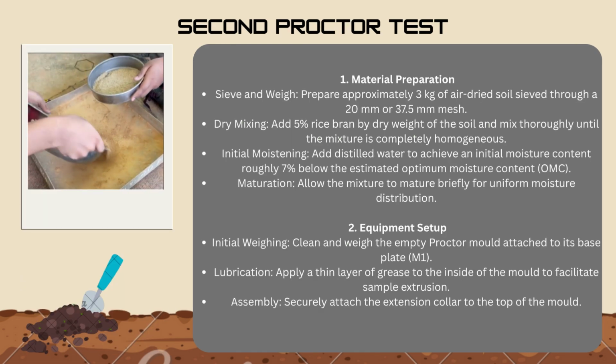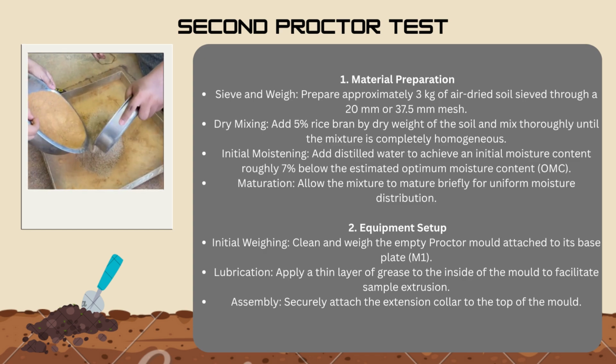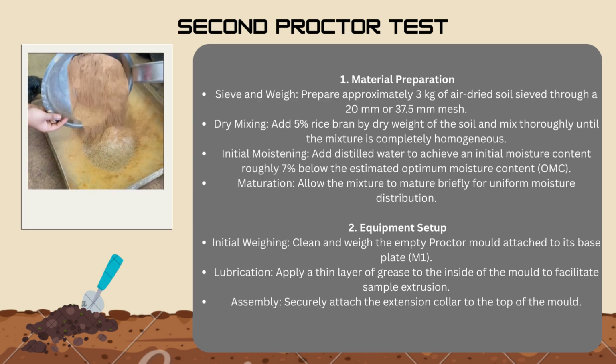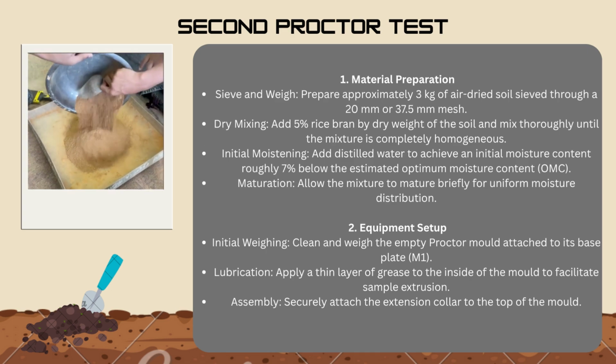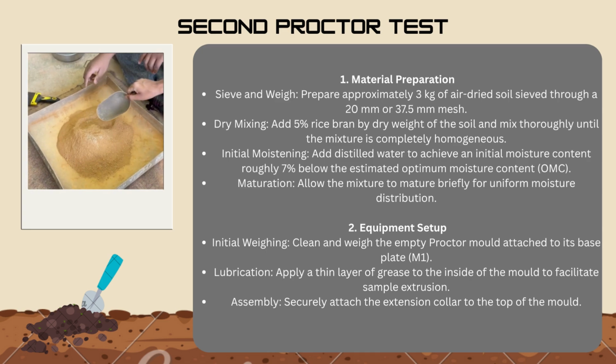Second, proctor test by using 5% rice bran additive from wet soil. Step 1. Material preparation. Sieve and weigh. Prepare approximately 3 kg of air dry soil sieved through a 3 mm or 37.5 mm mesh. Dry mixing. Add 5% rice bran by dry weight of the soil and mix thoroughly until the mixture is completely homogeneous. Initial moistening. Add distilled water to achieve an initial moisture content roughly 7% below the estimated optimal moisture content. Maturation. Allow the mixture to mature briefly for uniform moisture distribution.